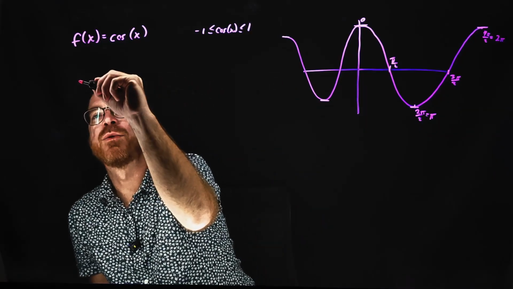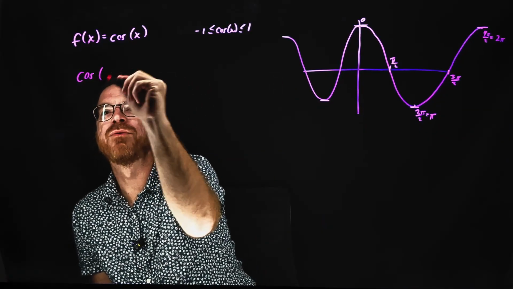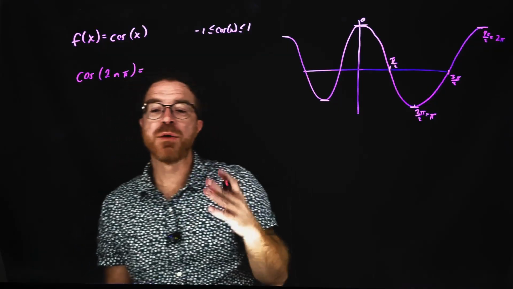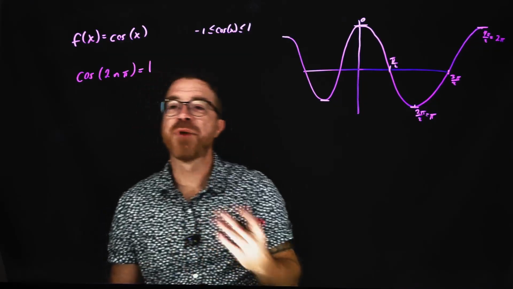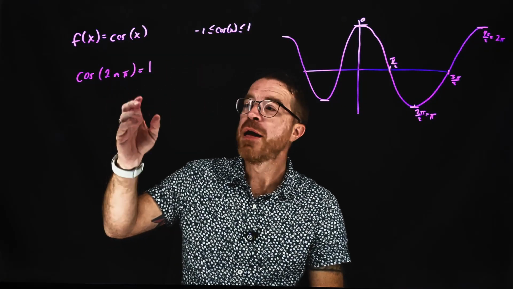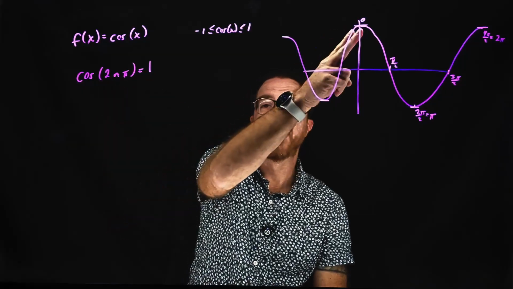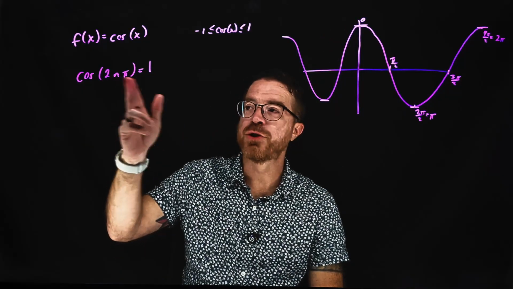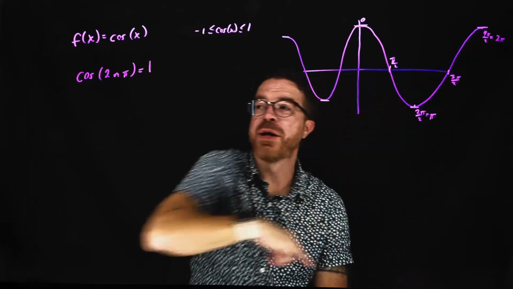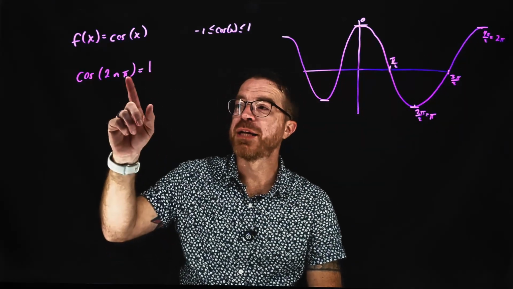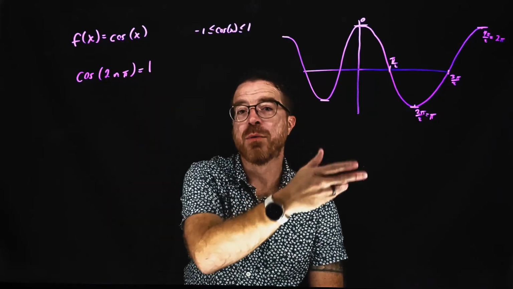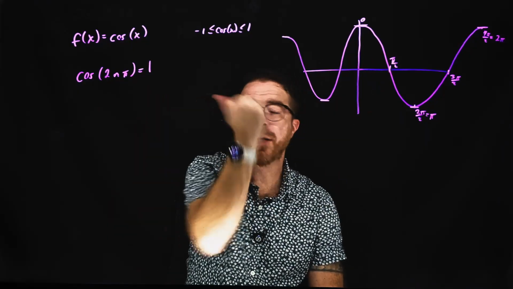So in this case, it's going to be cosine of 2n pi, and this will be when it's equal to 1. So if I plug in 0 for n, I'm going to get cosine of 0, and that equals 1. If I plug in 1 for n, I'm going to get 2 times 1 is 2 pi. That's equal to 1. If I plug in 3 for n, I'm going to get 2 times 3 is 6, so 6 pi. So cosine of 6 pi will also be 1. Same thing if I go the other direction.